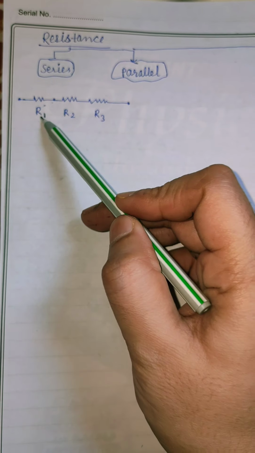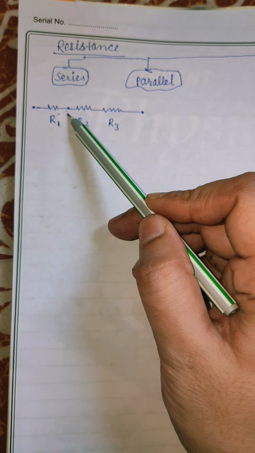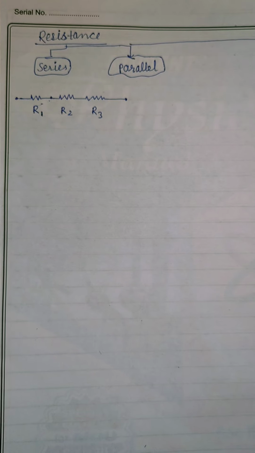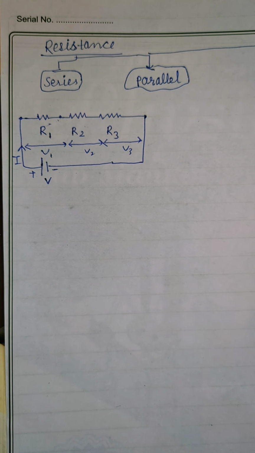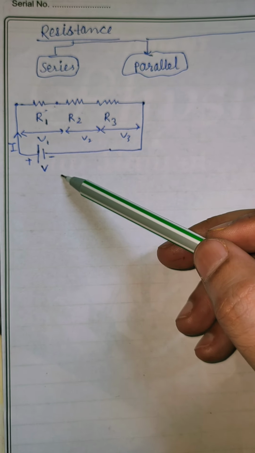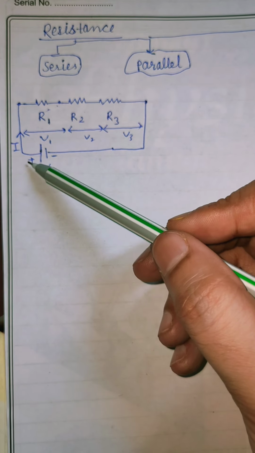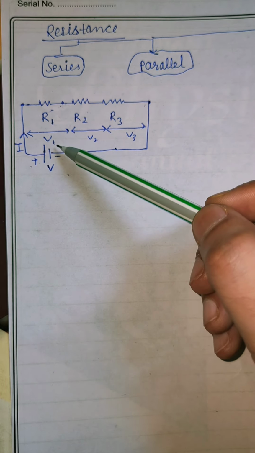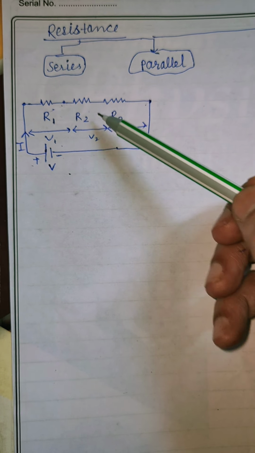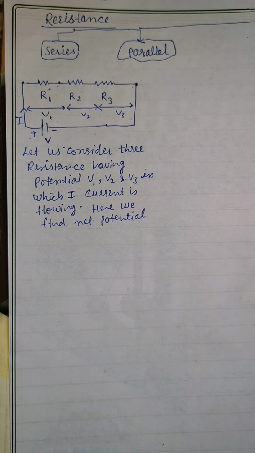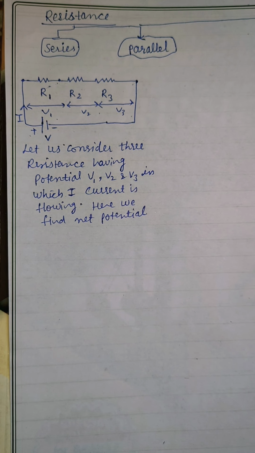When the end point of the first resistance is directly connected with the initial point of the second resistance, that combination is known as a series combination. This is the circuit diagram for series resistance. Here V is the potential and I is the total current flowing through these resistances. Across R1 the potential is V1, across R2 it is V2, and across R3 it is V3. This is the consideration for this diagram.